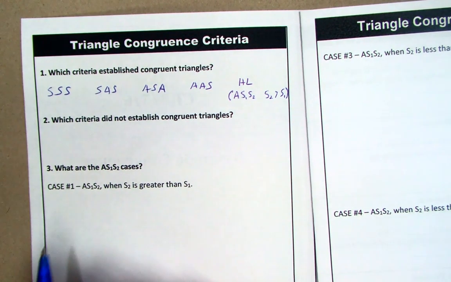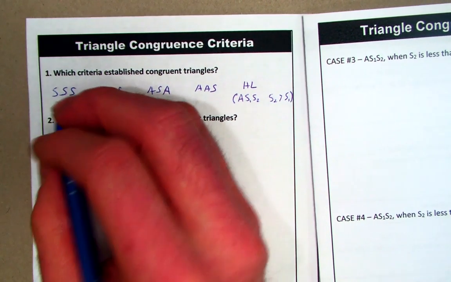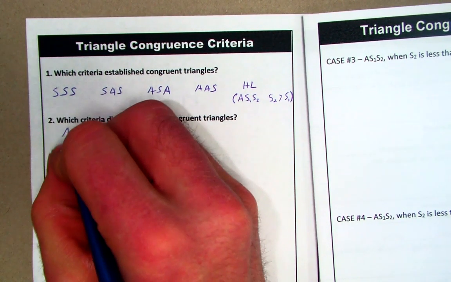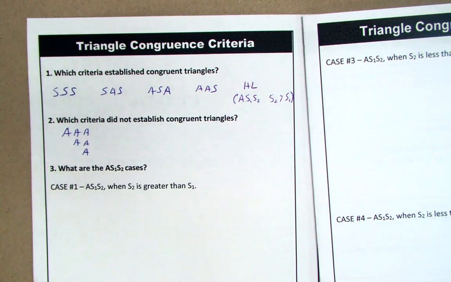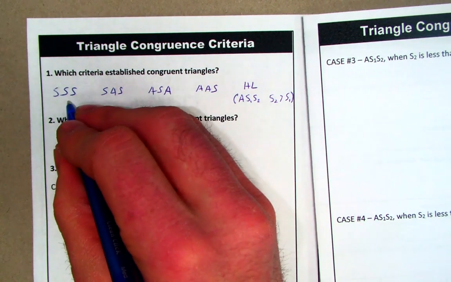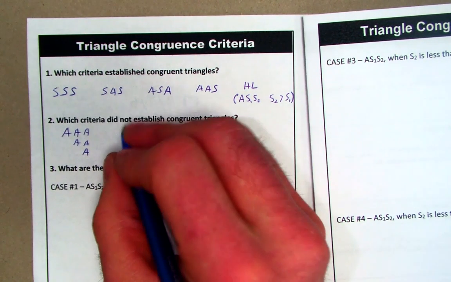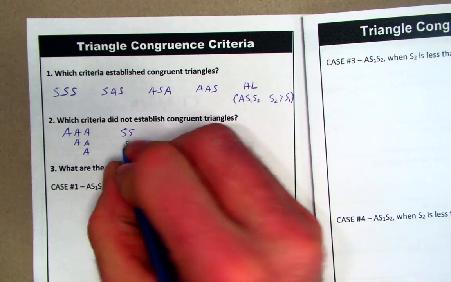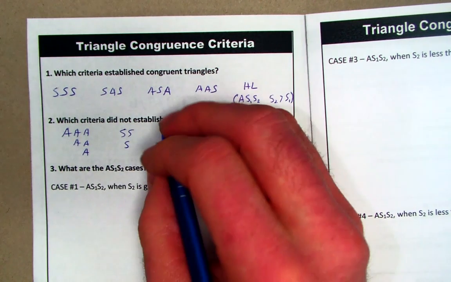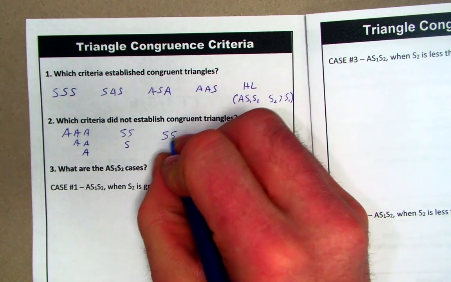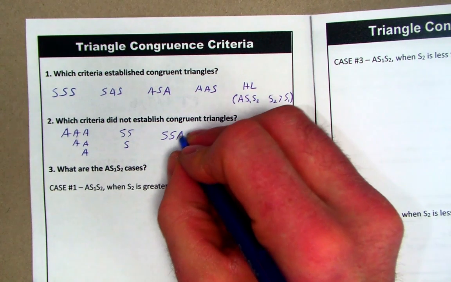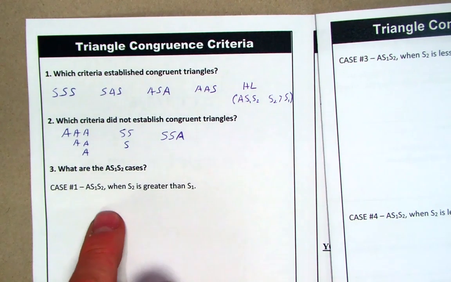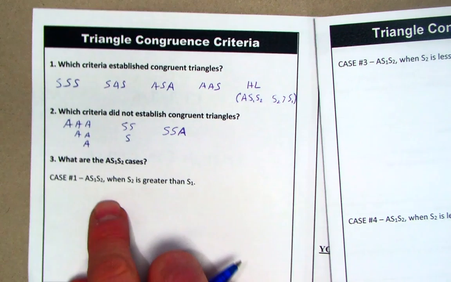Then which criteria do not establish congruent triangles? Well, 3 sides do, but 3 angles don't. 2 angles don't, and 1 angle doesn't. 3 sides can show triangle congruence, but 2 sides won't, and neither will 1. And then the last one, we've got side, side, angle. It doesn't work for all triangles anyway. There are certain cases where it does, and that's what we're going to do down here.